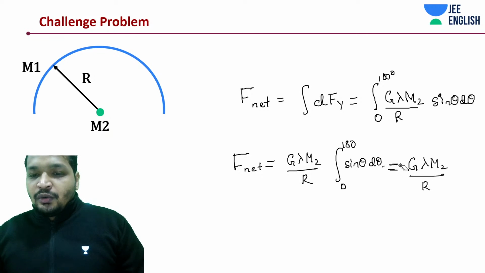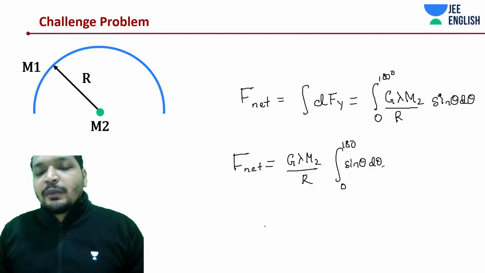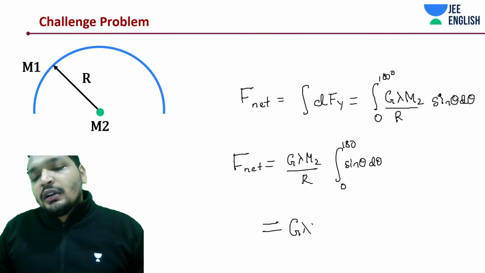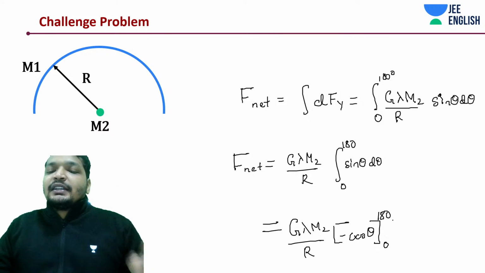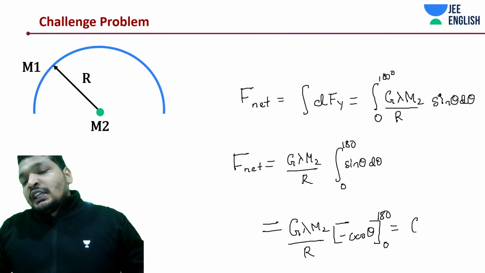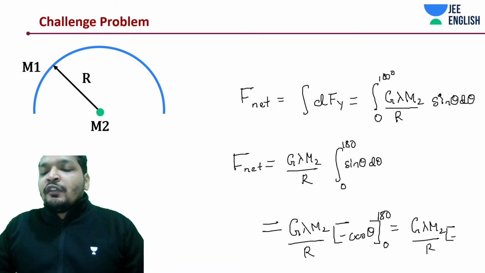This often happens, but you should be sure about the direction from your concepts, not from your derivation or calculation. This is going to be minus of cos theta, and in different books, different angles will be chosen such that you exactly get it. And this would be what? G into lambda into m2 divided by r, and minus 1 minus of minus 1.